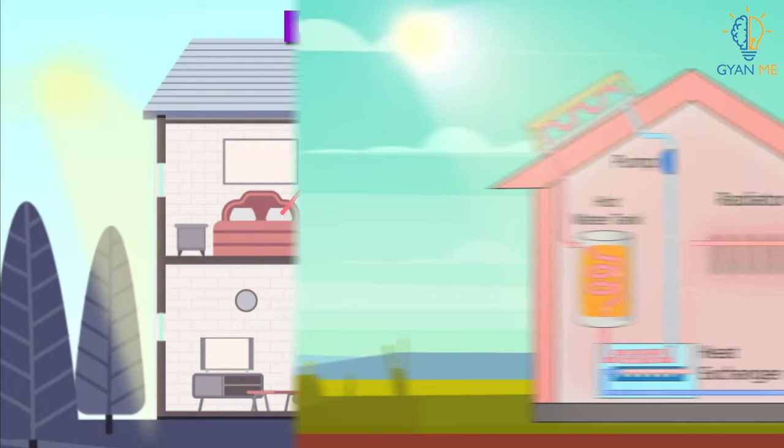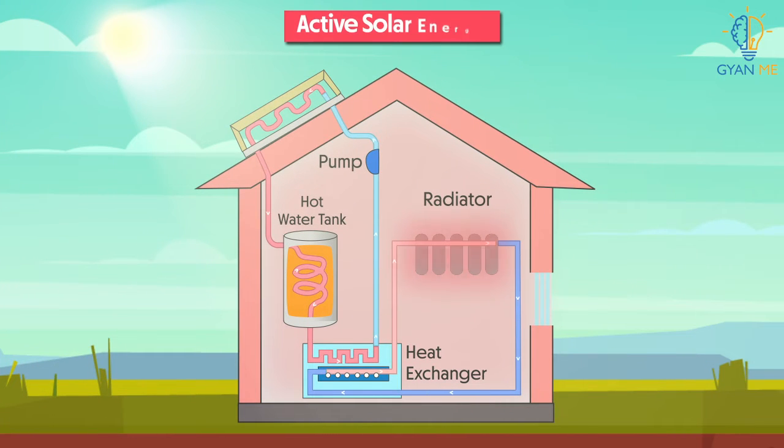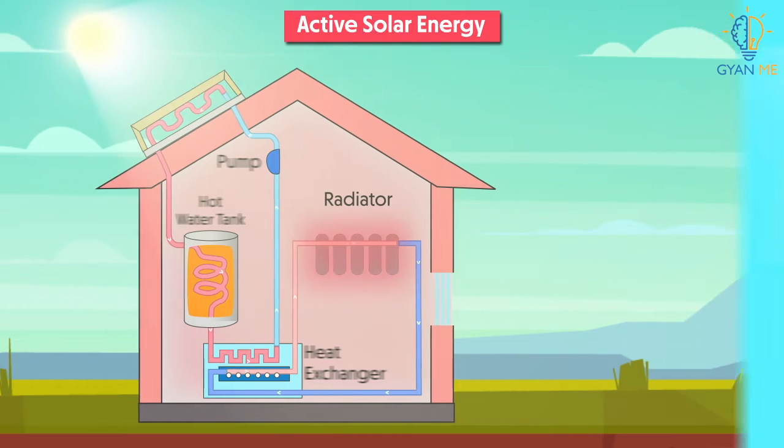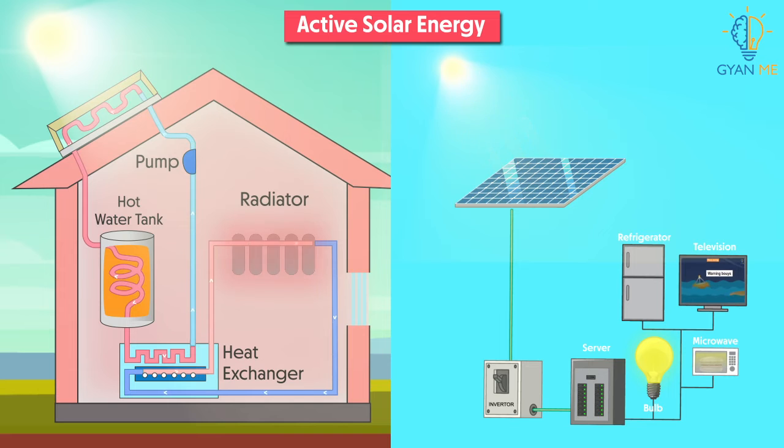Now students, let us see active solar energy. As we mentioned, in this technique, we use some mechanical devices for the collection, storage and distribution of solar energy for future purposes. Such a usable form of energy is called active solar energy. There are several ways by which active solar energy can be used.